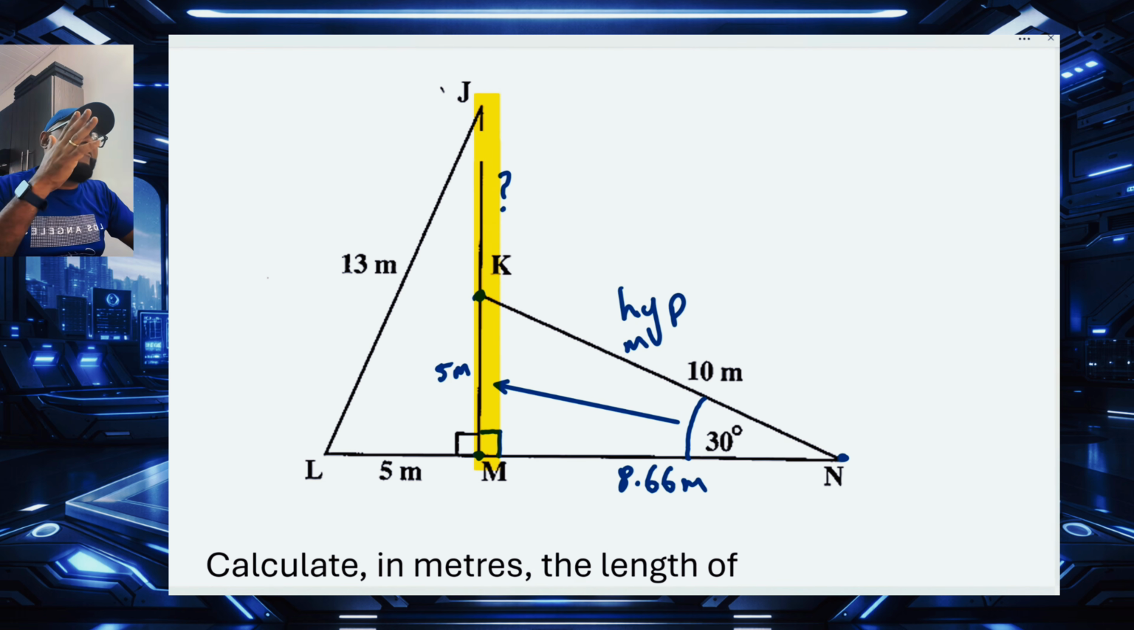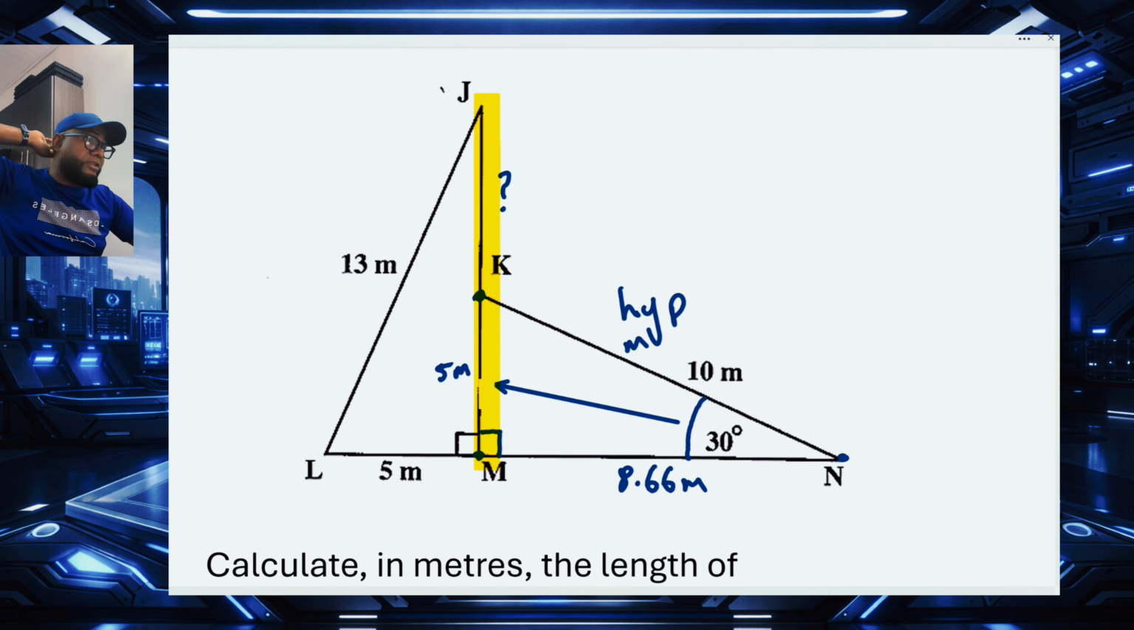So JM could be found by using Pythagoras' theorem on the left-hand side triangle. You all see that? Pythagoras' theorem. We're trying to find our side, not the hypotenuse. What is the hypotenuse in the triangle on the left-hand side? 13, right? 13 meters.